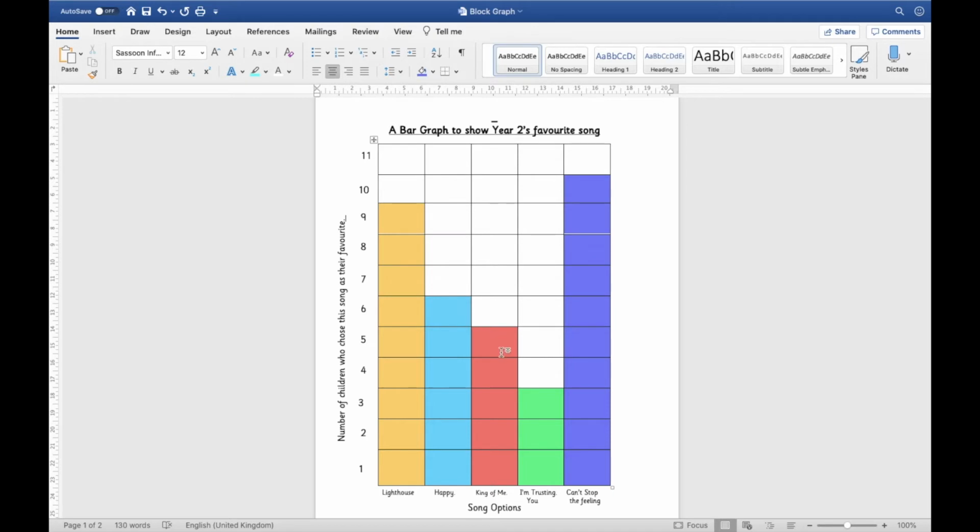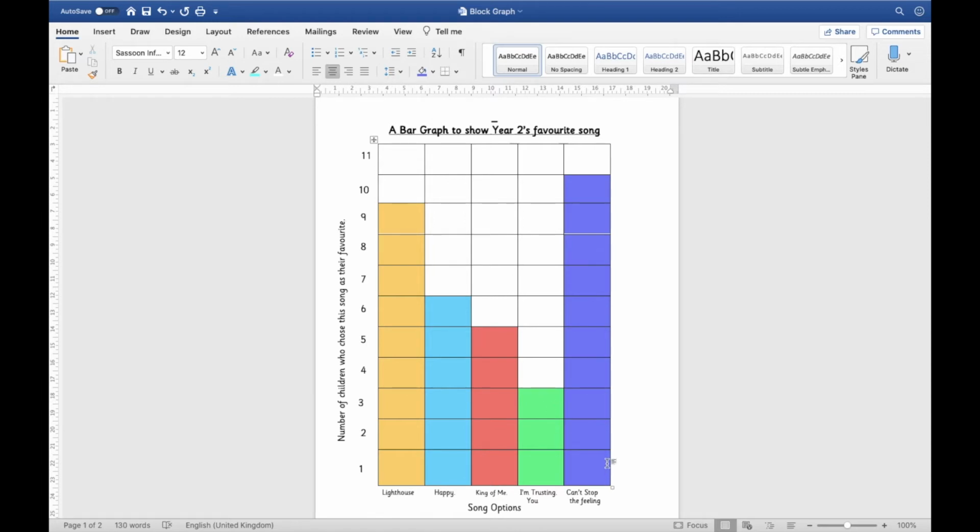Okay, and then we had King of Me. It was 5 people chose it as their favourite, so they did. Okay, so just to double check, 1, 2, 3, 4, 5. I'm Trusting You. We've got 1, 2, 3, and again that lines up perfectly to the number 3, so we didn't even have to count that.